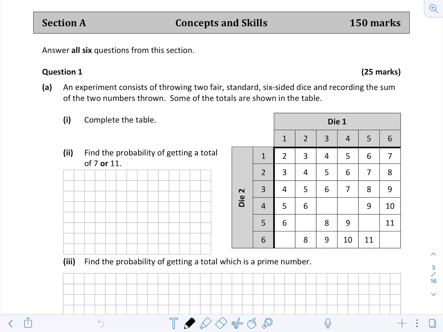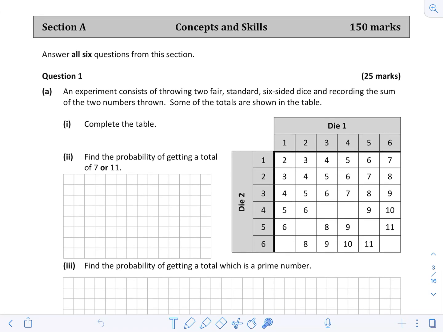So for example, if we throw a 4 and a 2, we'll record that as a 6. Sum there means we add the two together. Some of the totals are shown in the table. Okay, so there's some missing. So we can see that there's some missing around here, and down here there's some missing, okay? So we're asked, first job is to complete the table. So that should be fairly straightforward.